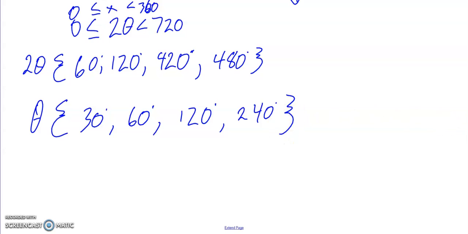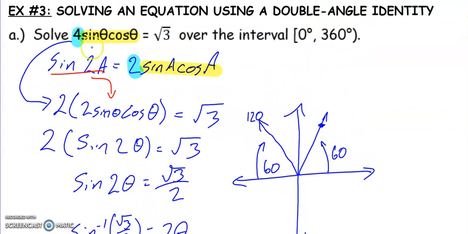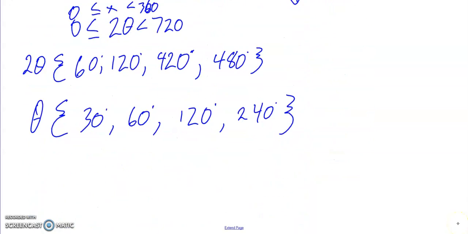Now, if you don't believe me, a great tool is take all those theta values and plug them into my calculator right here and see which ones give me radical 3 as an answer. You'd need to figure out the decimal equivalent of radical 3, but that's how that works.